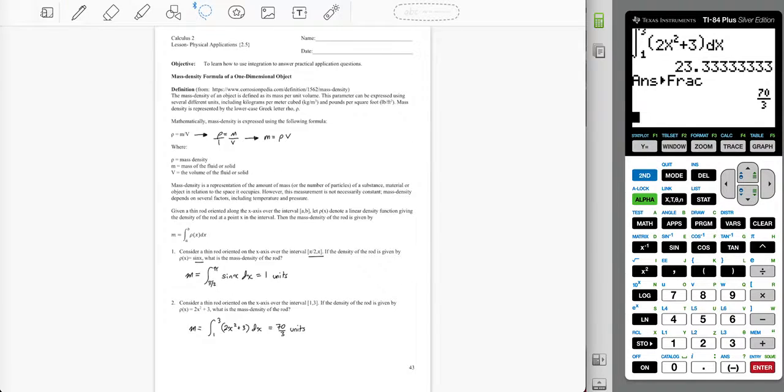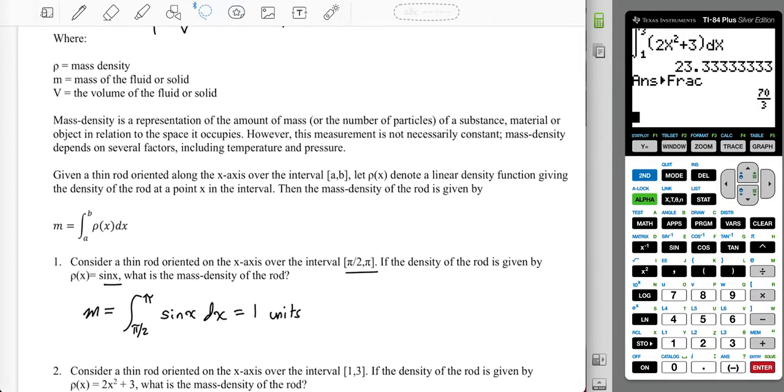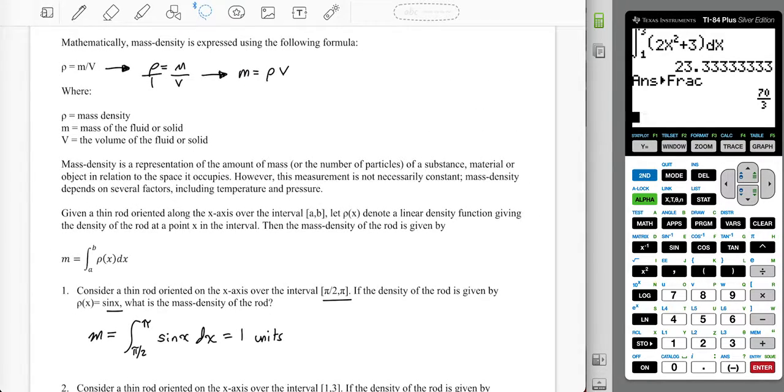Some of the theory behind it, really what's happening here is, because again we have rho equals mass divided by volume, which means mass is equal to rho times volume.